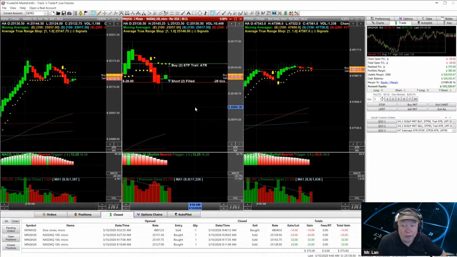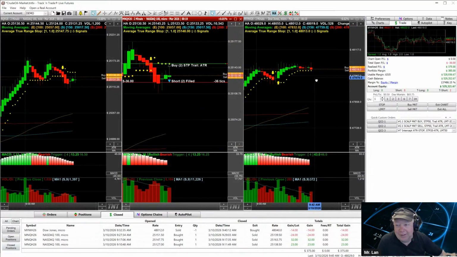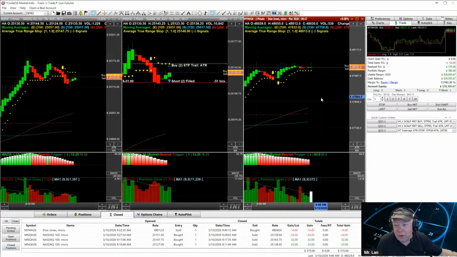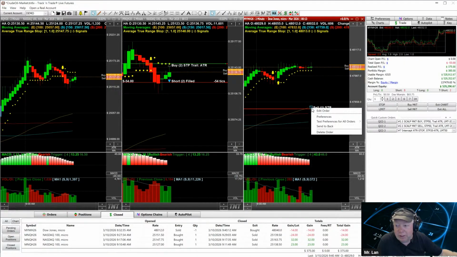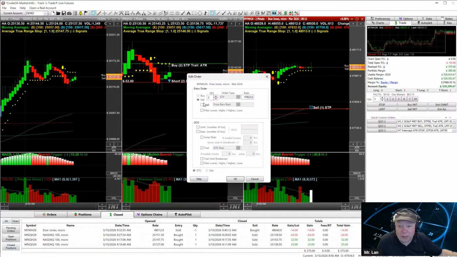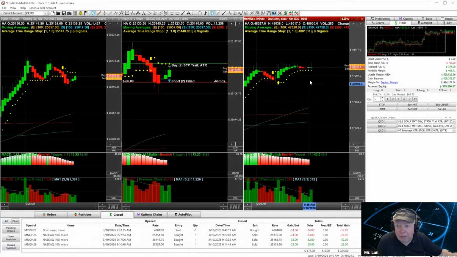Not being very cooperative. All right, this one looks like it wants to go down. Now watch this. We can come in here and we can go stop. This is one of my favorite tricks. This is called the intercept. Go like this, and we trail on the little ATR with the contract up on the little yellow dots.